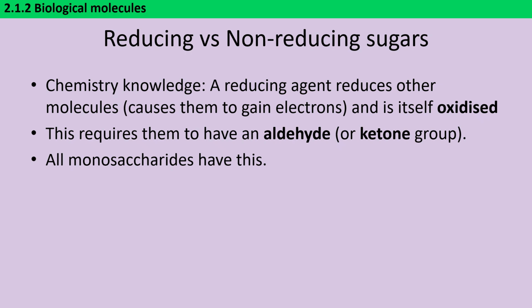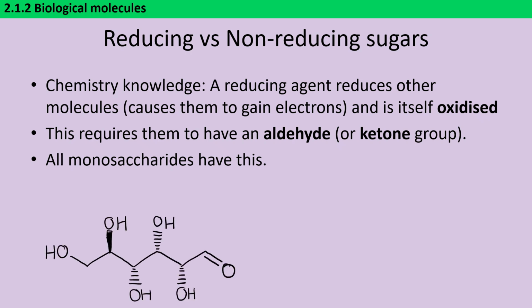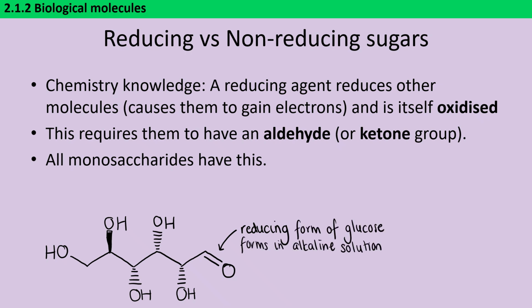And the good news is that all monosaccharides have this group, so any monosaccharide will give a positive result for the reducing sugar test. So this is the form that glucose takes when it's put into a basic solution. So you can see that it no longer has that ring structure, it kind of turns into a long line, and at the end of that line we have the aldehyde group, which is what is going to be oxidized.